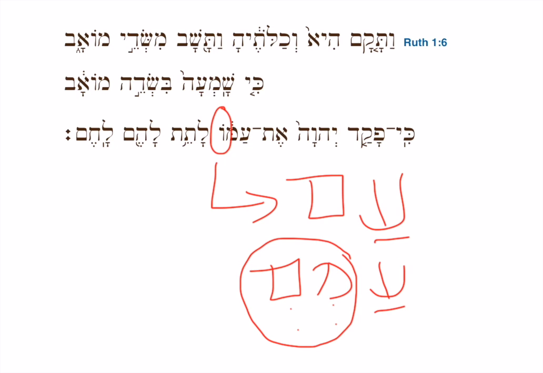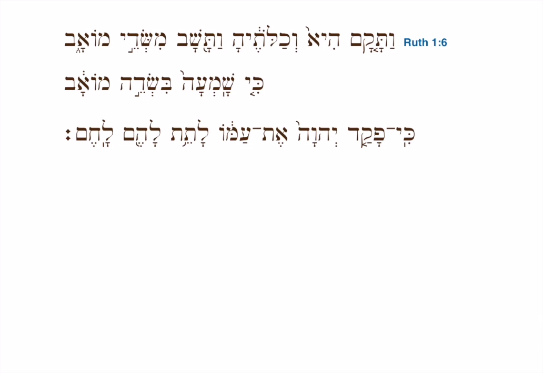And there are some words that do this, but it'll happen a lot with this word, that anytime something is added to the end of the word, you'll get a dagesh in that mem.